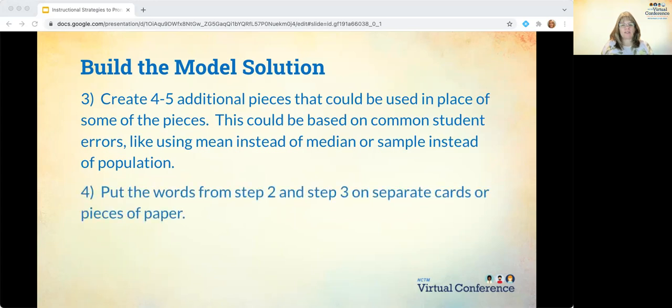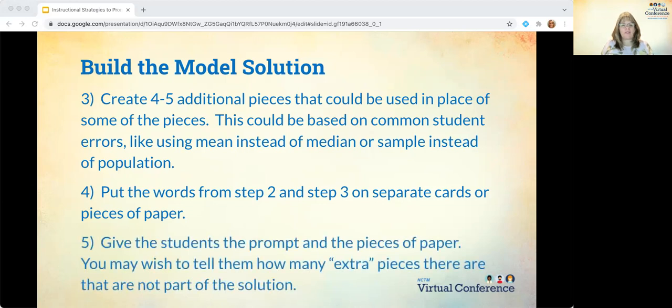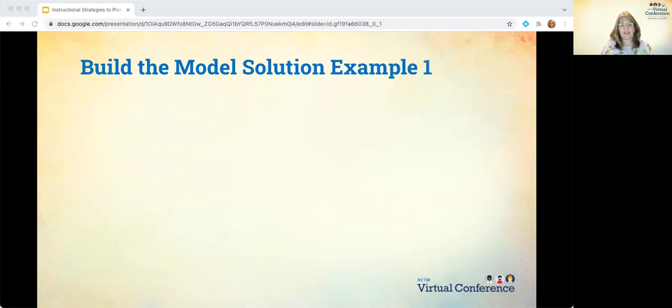Then you put the words from steps 2 and 3 on separate cards or pieces of paper. I actually type them into a table in Word, and I have the font be a little bit larger, and then I can cut them apart. And then I paper clip them together to hand to pairs or trios of students. So you give the students the prompt and extra pieces of paper. You might want to tell them how many extra pieces there are. So you give them the actual pieces they'll need plus those few extras. And you might want to say, the model solution you're going to create has 5 extra pieces, which is actually what we're going to have in this example that we're going to take a look at.